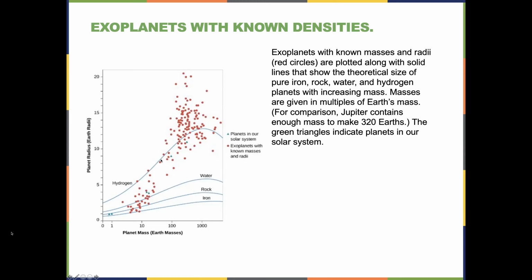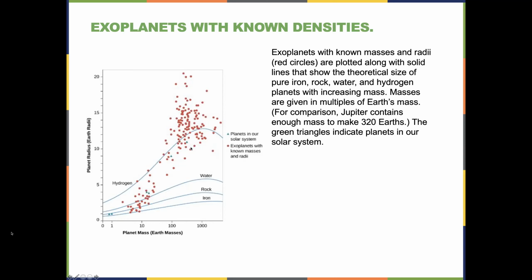Where should a planet be if it has only hydrogen? There should be a planet if it has only water, and where should a planet be if it has only rock or only iron. You can see that with increasing mass, there are different curves, and for the hydrogen curve right here, even when you go to higher mass, it goes down as well, right?